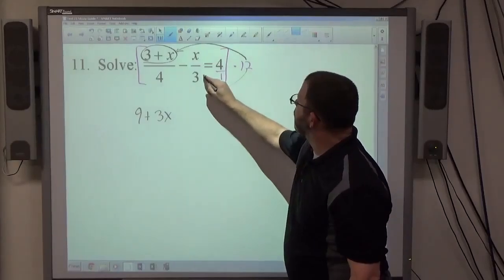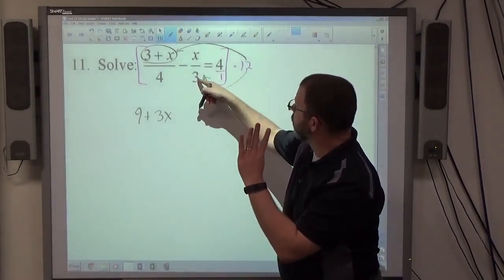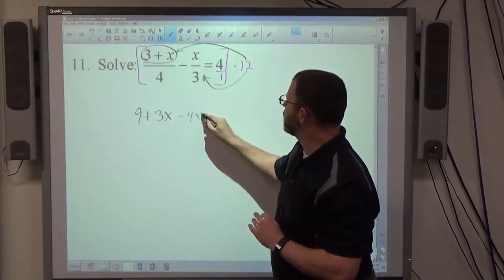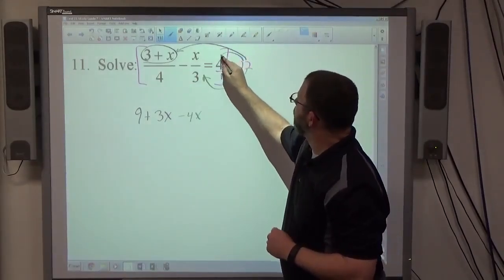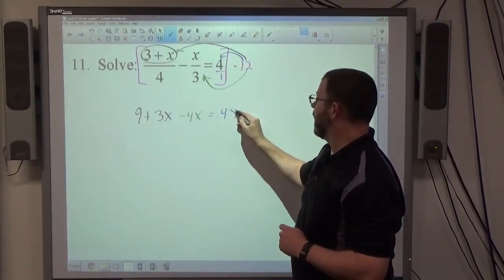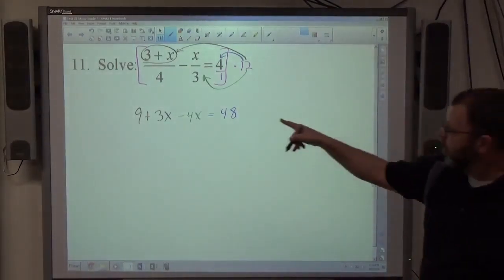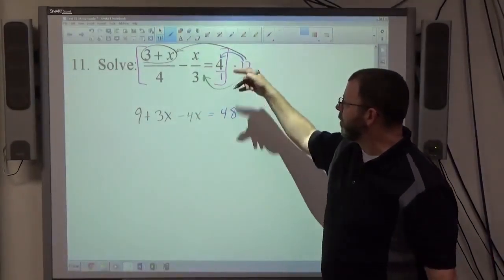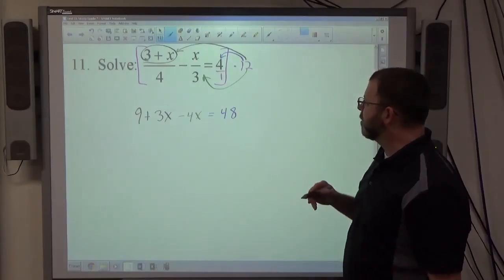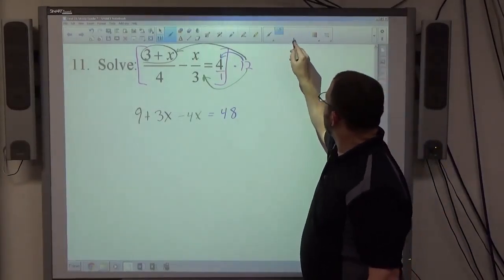When I do 12 times this fraction, 12 divided by 3 is 4, times negative x is negative 4x. And 12 times 4 is equal to 48. If you got a non-fraction, you just do a straight multiplication there. The equation in black, green, and blue is equivalent to the top equation, but there's no fractions to deal with. What's left to do now is to solve.